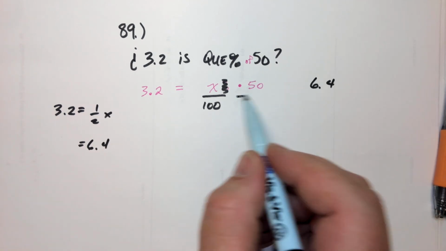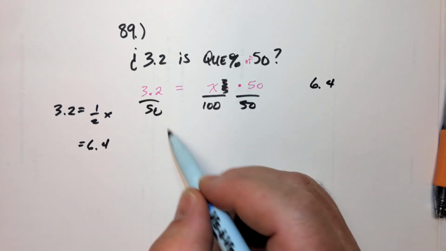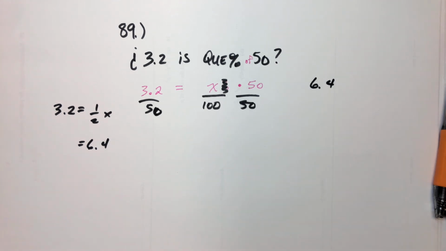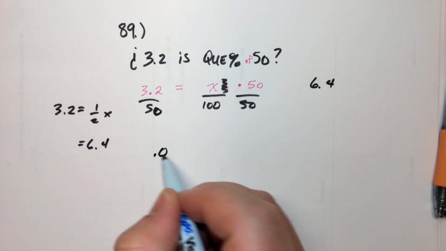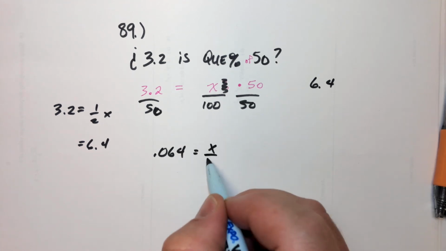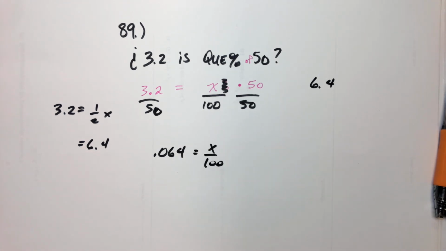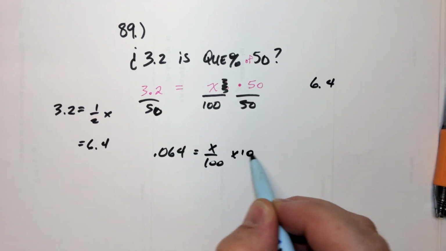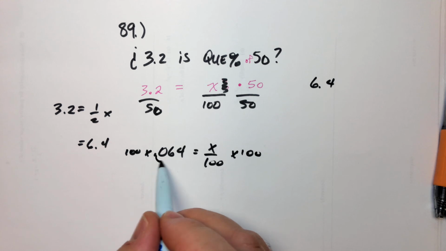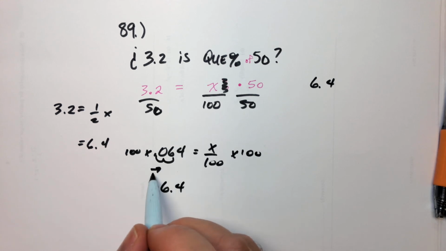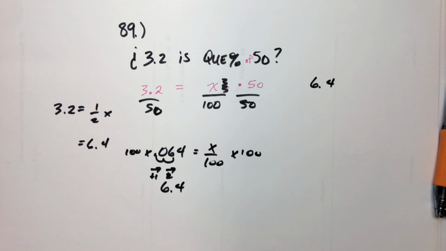But let's do it the other way. Let's divide both sides by 50. Let me get my handy dandy calculator. Times 100? Right? 6.4, and that's the answer.